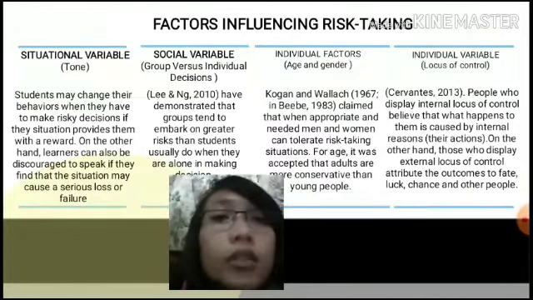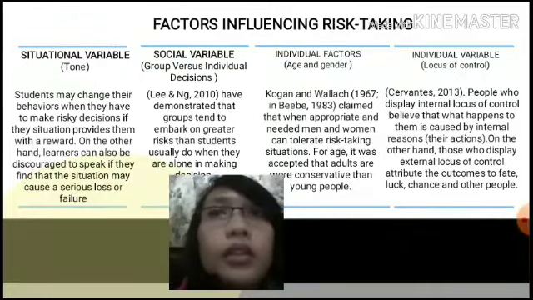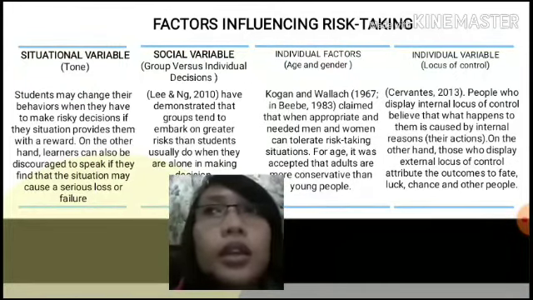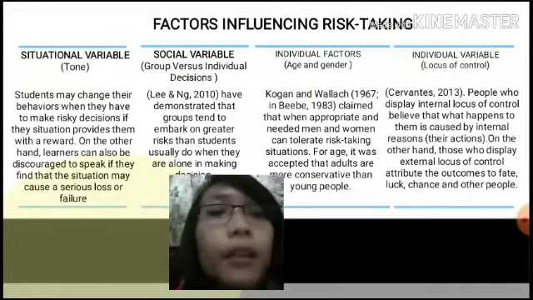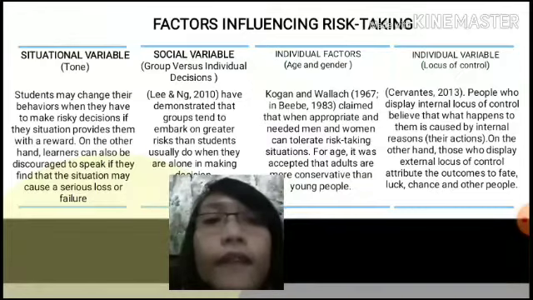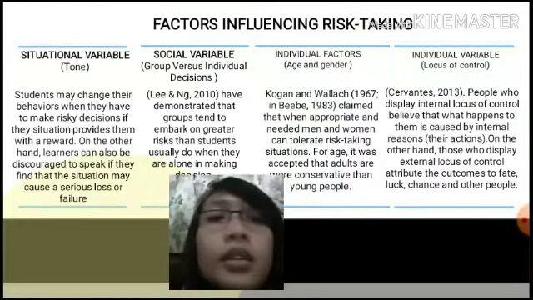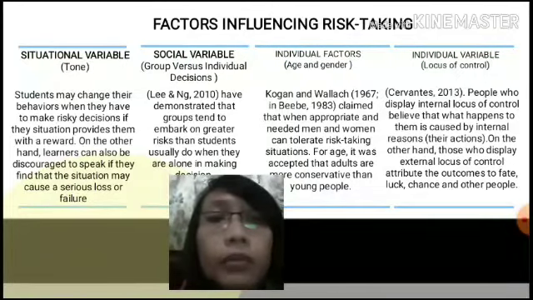Internal reasons or internal locus of control, cause of directions. For example, a student who is risk taking, based on the internal locus of control, they think that the outcomes of their actions depend on them.